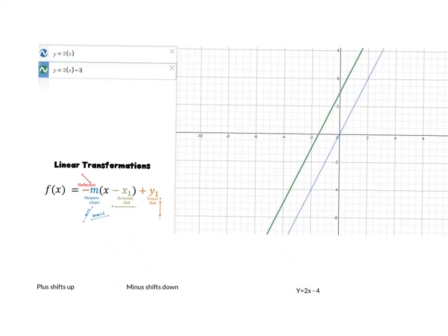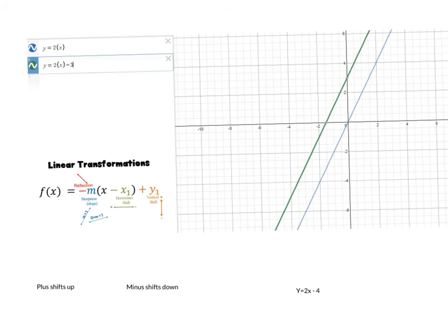Okay, well, if we zoom in and look at the graph, you can see that the original is here, and it crosses at 0, 0. Well, the new one, the transformation, has gone up 3 units. So this plus 3 transforms it up 3 units. So a positive or a plus sign would shift it up.